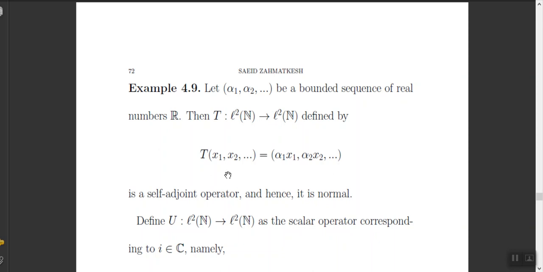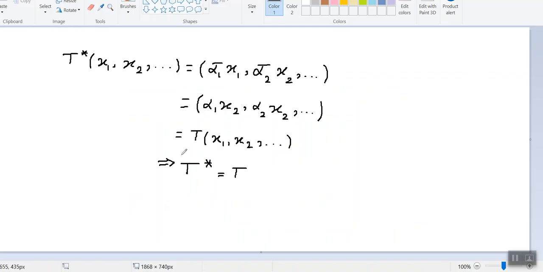Okay, why is it like that? We claim that this is self-adjoint, right? So it means T must be equal to T star. But why is it like that? Do you remember how to get T star? We said that T star is given like this, right? Alpha 1 bar x1, alpha 2 bar x2, and so on. But look at here. Here, each alpha i is a real number. So the conjugate of each alpha i equals alpha i, right? Because they are real numbers. So this becomes alpha 1 x1, alpha 2 x2, and so on.